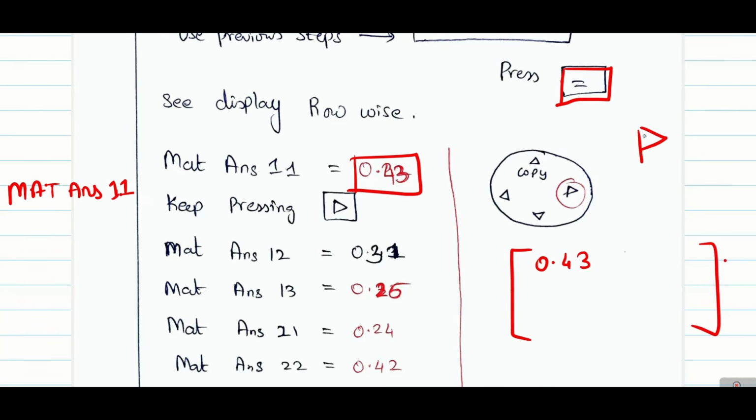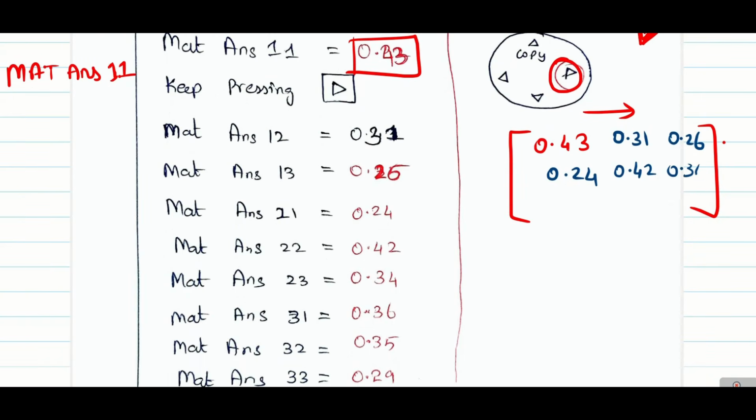So always press the right button which is available in your calculator. Okay, you can see here the right button, press this, because once you press this it will show row wise. So it will show your matrix 1 2 position, that is going to be 0.31, then 1 3 position 0.26, you have to write like this, 2 1 position 0.24, 2 2 position 0.42, 2 3 position 0.34, 3 1 position 0.36, 0.35, 0.29. Why am I explaining like a layman? Because it is very important. I want every student to get full score. You should not make any mistake in these calculator tricks.